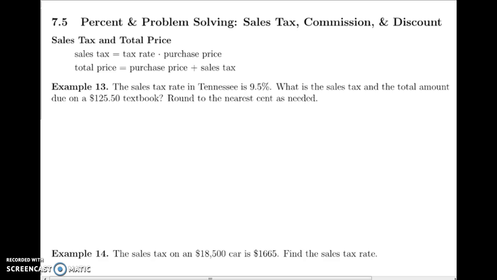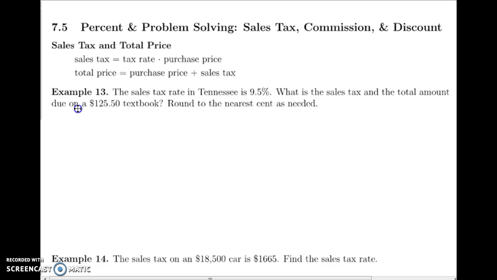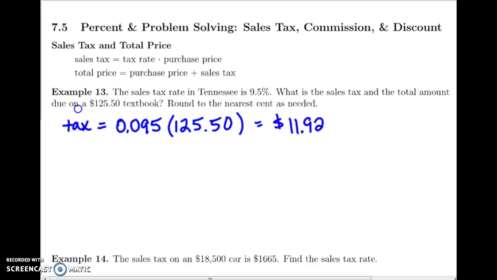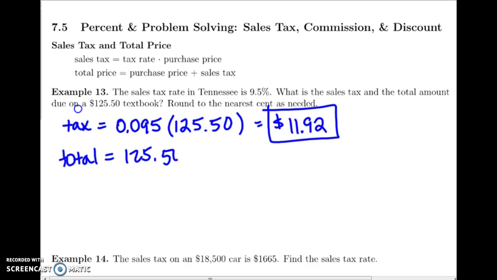So, to figure that out for the tax, tax is 0.095, there's our tax rate, times the 125.50. And when we round, I believe we ended up with $11.92. So then, of course, our total, you just add that back to the 125.50. 137.42. I think that's right.